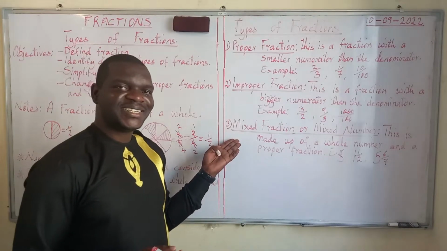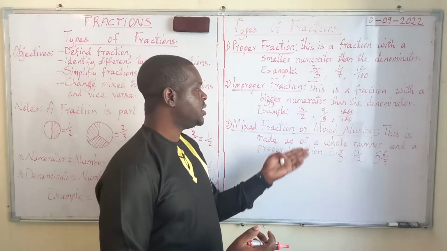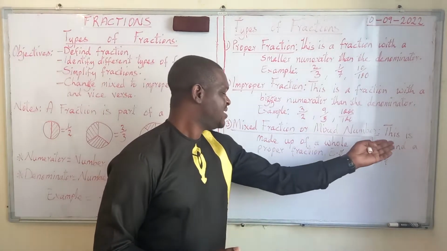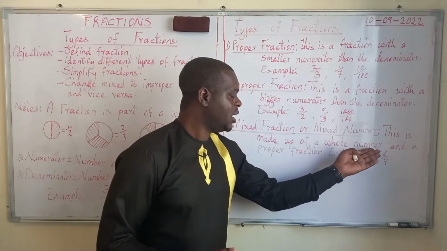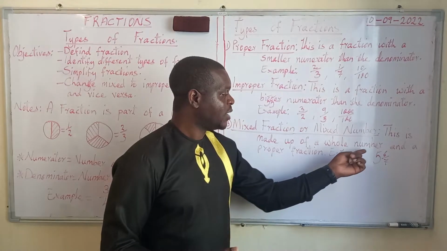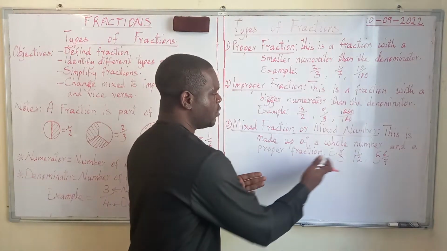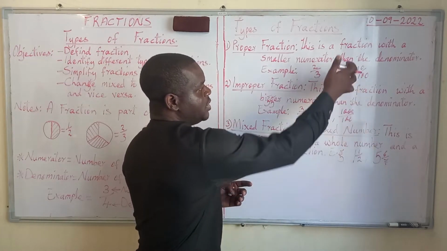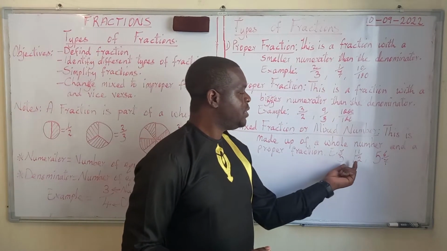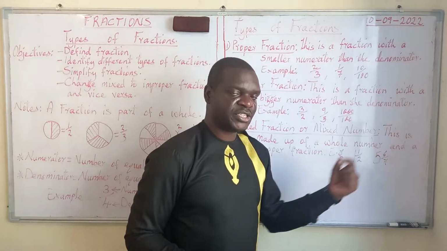The third type of fraction is a mixed fraction. We can also call it a mixed number. This is made up of a whole number and a proper fraction. For example, you have 1 and 1 all over 2, 5 and 6 all over 7. Now if you look at this, it is different from the two above. It has a bigger number, which is the whole number, and a proper fraction beside it.